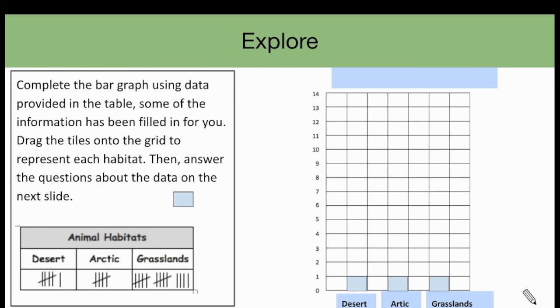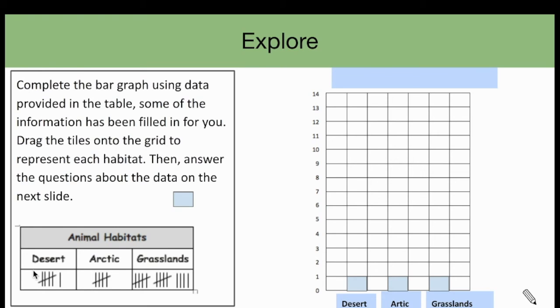So the first thing we have to do is look at this tally chart right here. It's titled Animal Habitats. So in the desert, we have 1, 2, 3, 4, 5, 6 animals that live in the desert. 5 animals live in the Arctic. And oh my goodness, in the grasslands, we have 5, 10, 11, 12, 13, 14 animals that live in the grasslands.